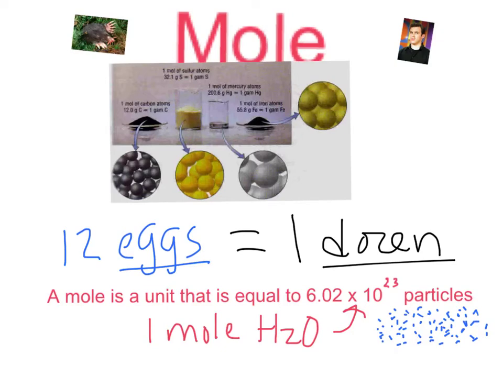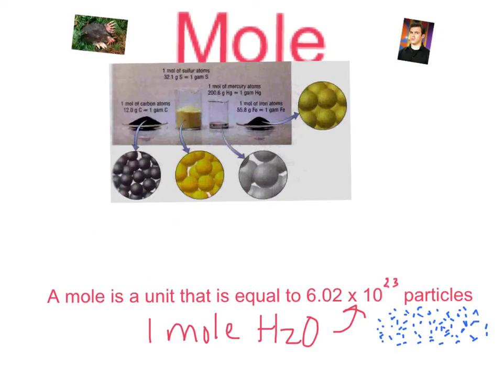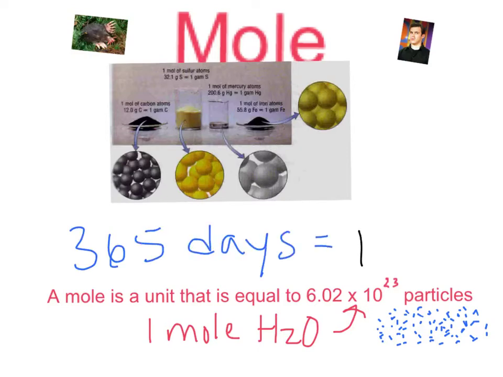Okay? Still don't quite get it? Let's try one more. 365 days is equal to 1 what? Of course you would say a year. So a year is a unit that represents a larger number of things, just like a mole represents a large number of particles.